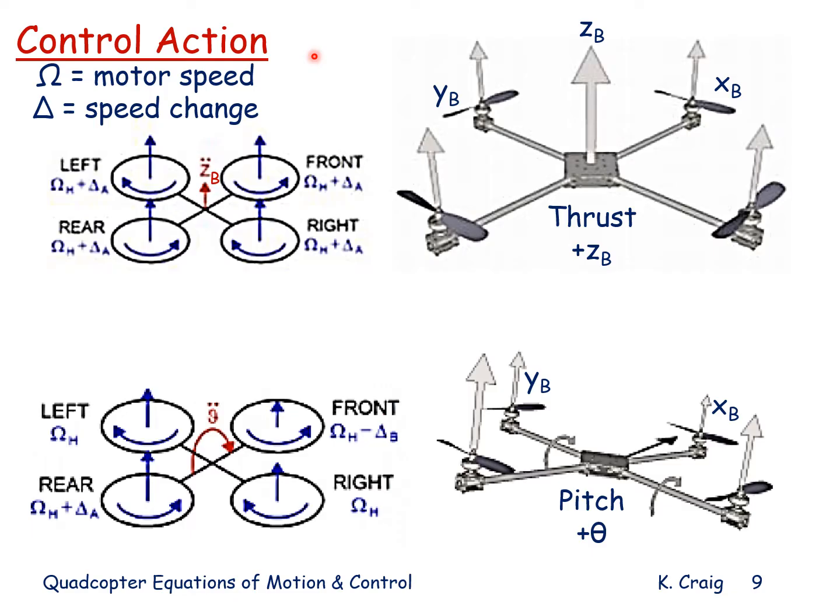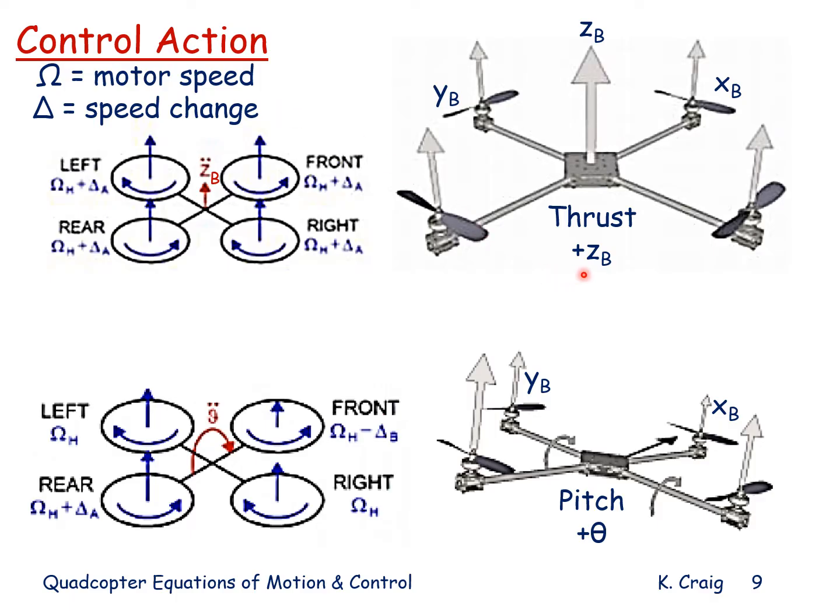The quadcopter has 6 degrees of freedom, but only 4 actuators, the 4 propellers. And the 4 propellers are all pointing in the same direction, in the positive z-axis of the body fixed reference frame. How do we control the 6 degrees of freedom of the quadcopter? In the following diagrams, omega indicates motor speed and hence propeller speed, and delta indicates a speed change, either positive or negative.